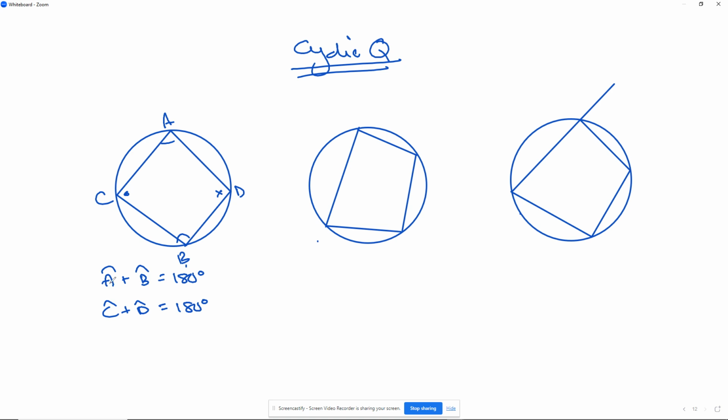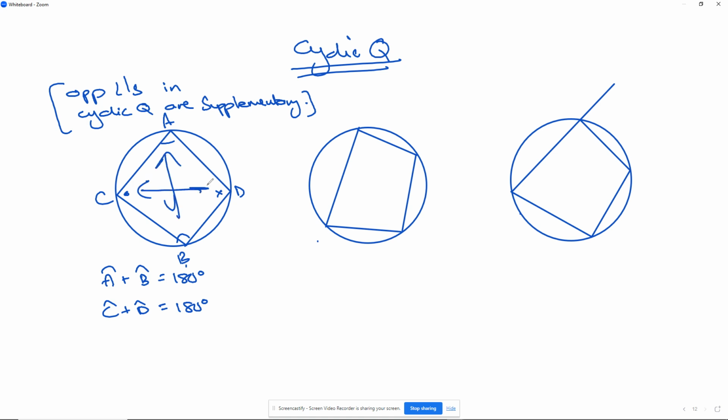We say that these angles in a cyclic quad, opposite angles in a cyclic quad, are supplementary. Remember, complementary adds up to 90 degrees, supplementary adds up to 180 degrees. Opposite angles in a cyclic quad are supplementary. So those two angles will add up to 180 degrees. As long as the corners of the quadrilateral touch the outside, that's what will happen.